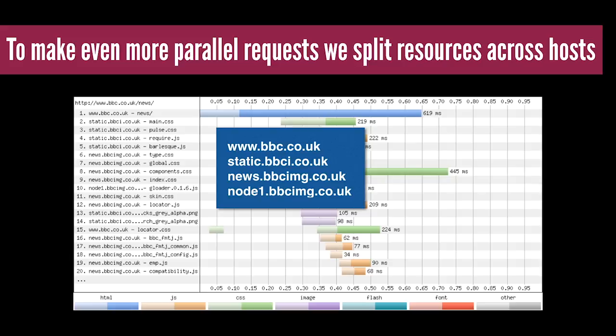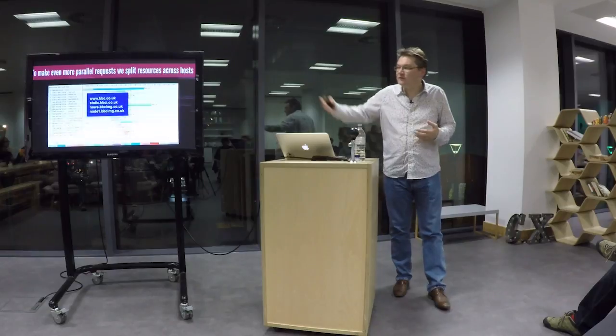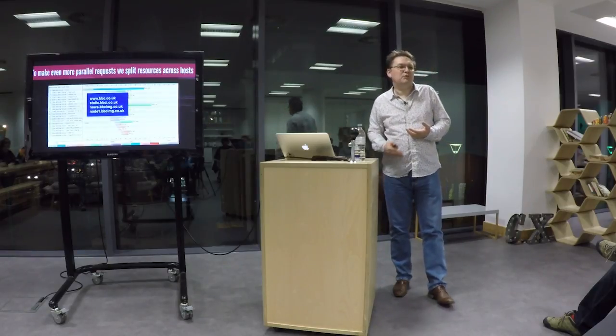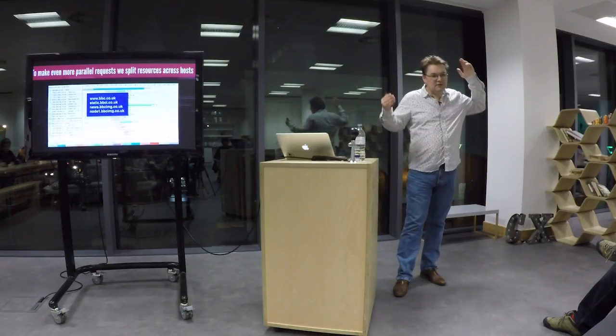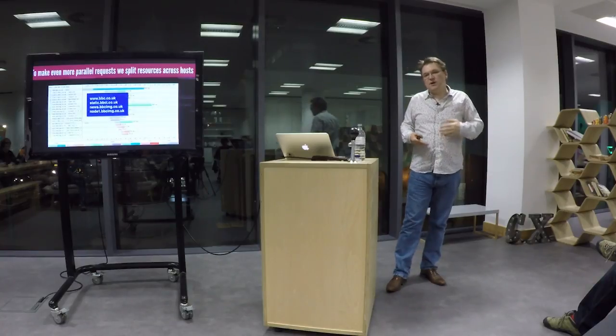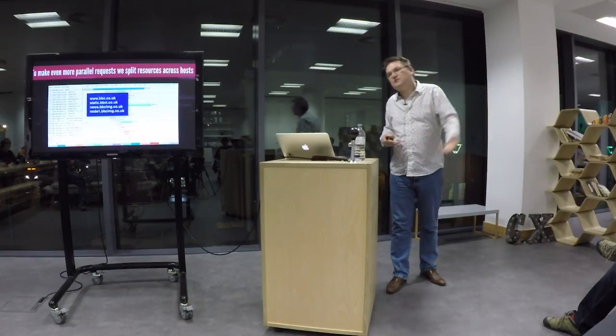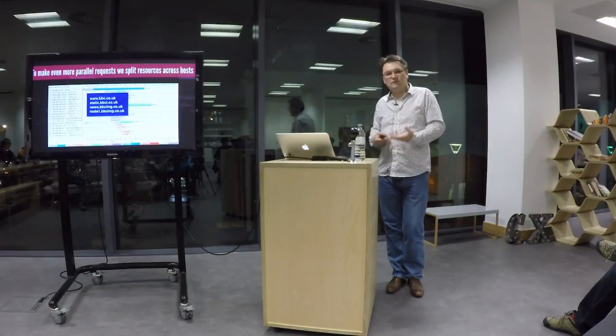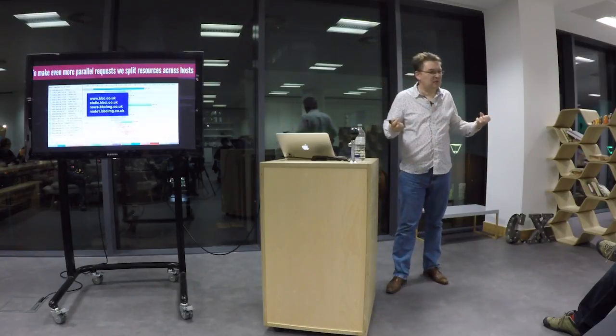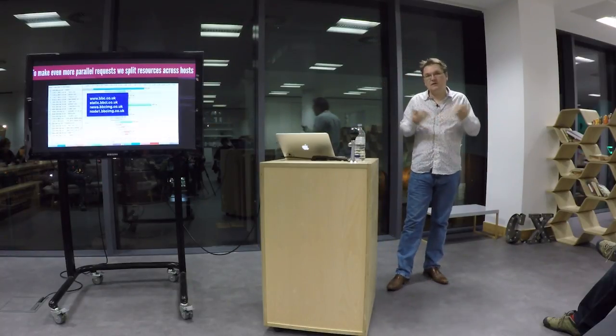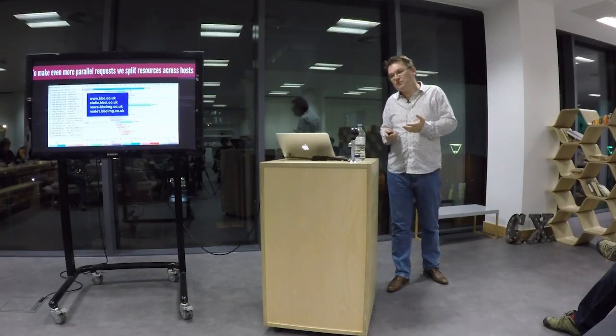So if they can have 6 connections to each host, all of a sudden they've got 24 TCP connections they can use to download. Once they've got the base HTML page, they can download the CSS, the JavaScript, the images, to try and make efficient use of that network to get that page up as soon as possible.